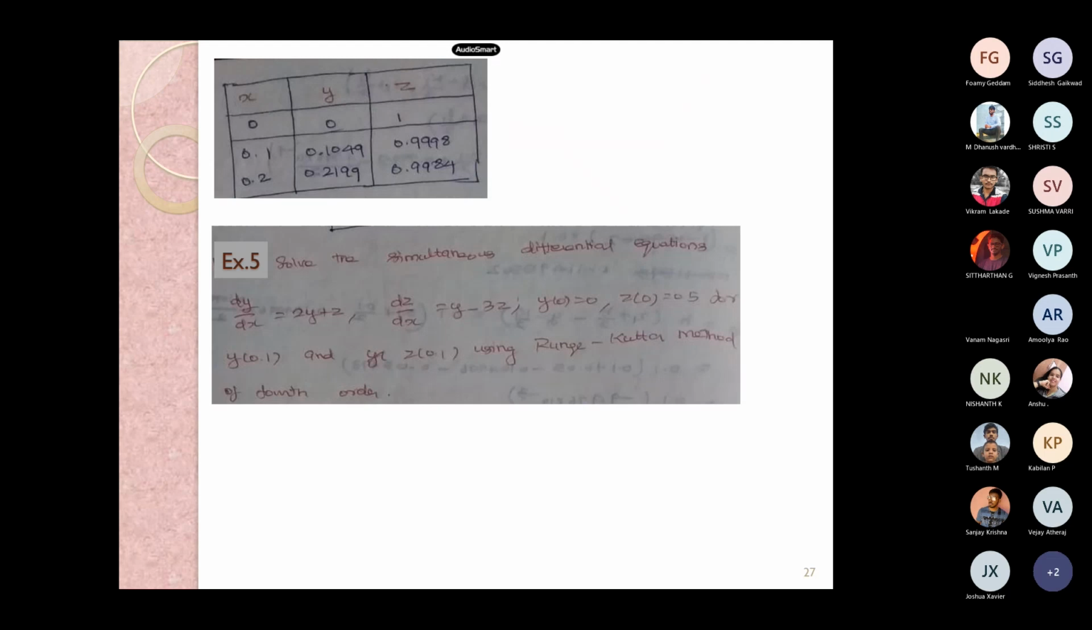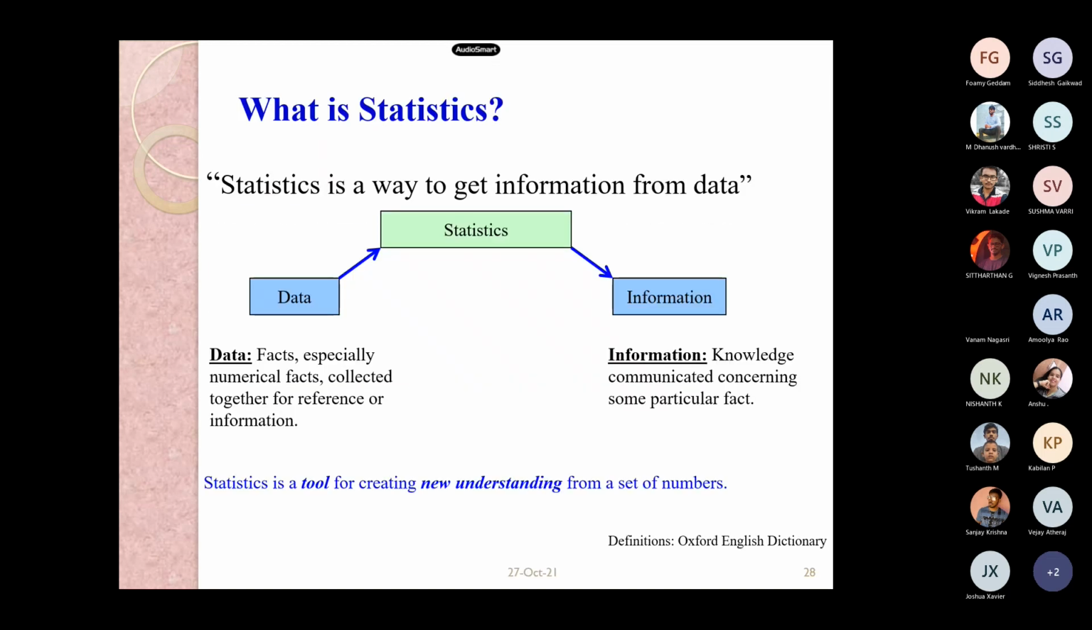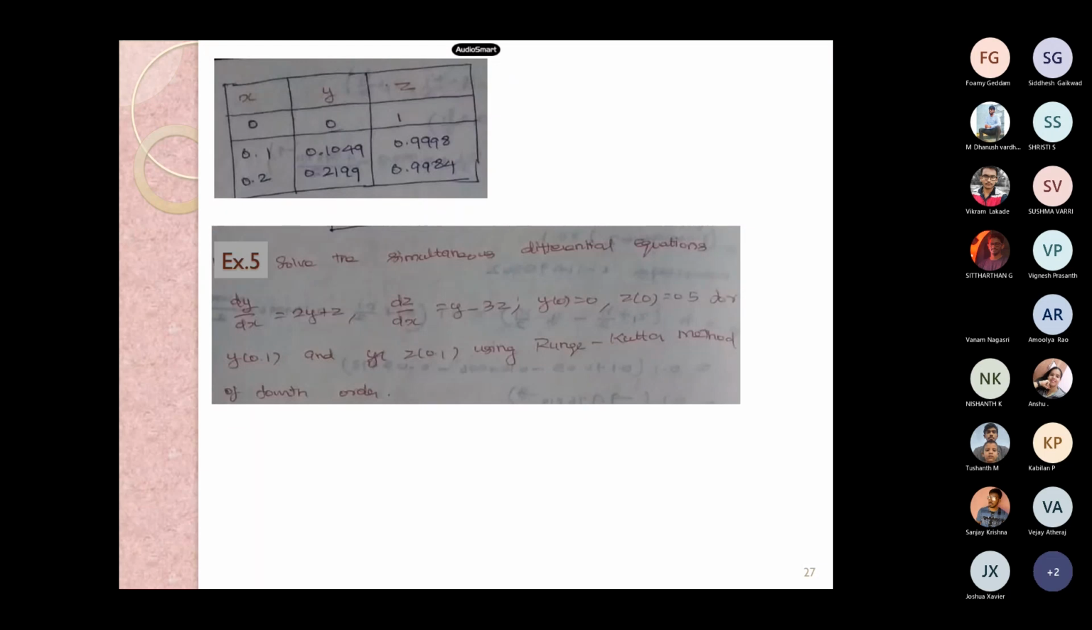And exercise number 5: solve the simultaneous differential equations dy by dx is equal to 2y plus z, and dz by dx is equal to y minus 3z, with the limits y of 0 is equal to 0, z of 0 is equal to 0.5, for y of 0.1 and z of 0.1 using the Runge-Kutta method of fourth order. And that's all about the Runge-Kutta method for simultaneous differential equations.